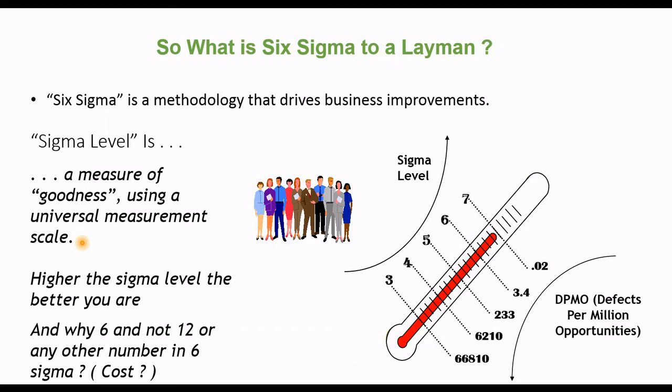Whatever you are doing, irrespective of the nature of your job, it is a measure of how good your process is. It's a measure of goodness using a universal measurement scale. Universal means common. It's a common measurement scale for all the processes, so it's easy for us to compare apples to apples.